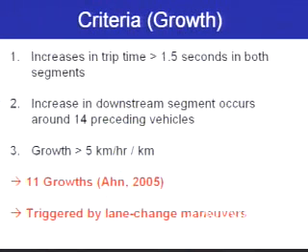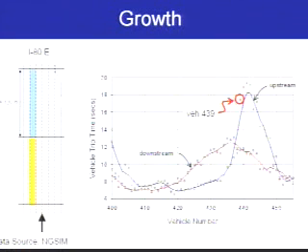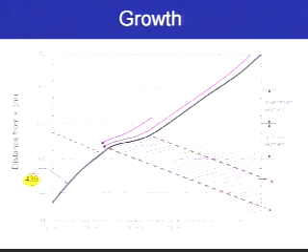So based on these criteria, 11 instances of growth were detected. And just like formation, these were triggered by lane-changing maneuvers. And going back to this example to see the mechanism, you see this huge growth in trip time for vehicle 439, and these are trajectories around that vehicle. So it's pretty obvious that this decelerated state was further amplified by the two insertions that occurred in front of vehicle 439.